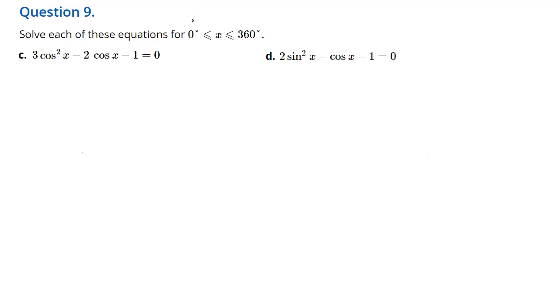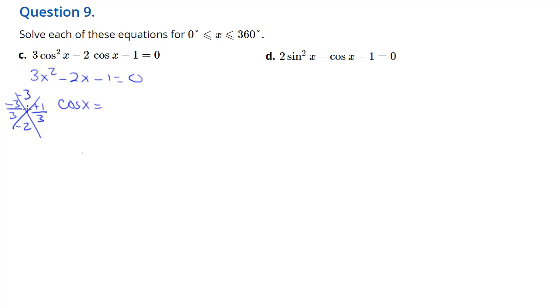Alright, so for number 9, we've got C here, 3 cosine squared x minus 2 cosine x minus 1. This even looks like a quadratic trinomial. I can even rewrite it like a quadratic trinomial, and if I want, I can pretend like I'm factoring it like a quadratic trinomial. Let's see, negative 3, 1. Alright, so that would mean these are the opposite of my answers.